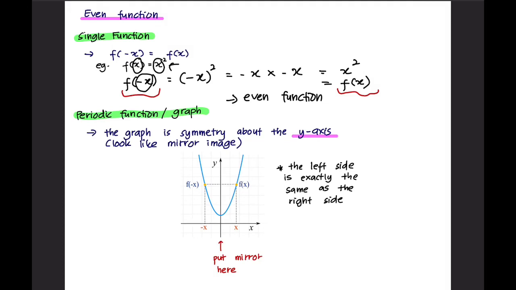Okay, the graph for an even function is symmetric about the y-axis. It looks like a mirror image. If you put a mirror on the y-axis, you will get the reflection of this graph like this. The left side is exactly the same as the right side.